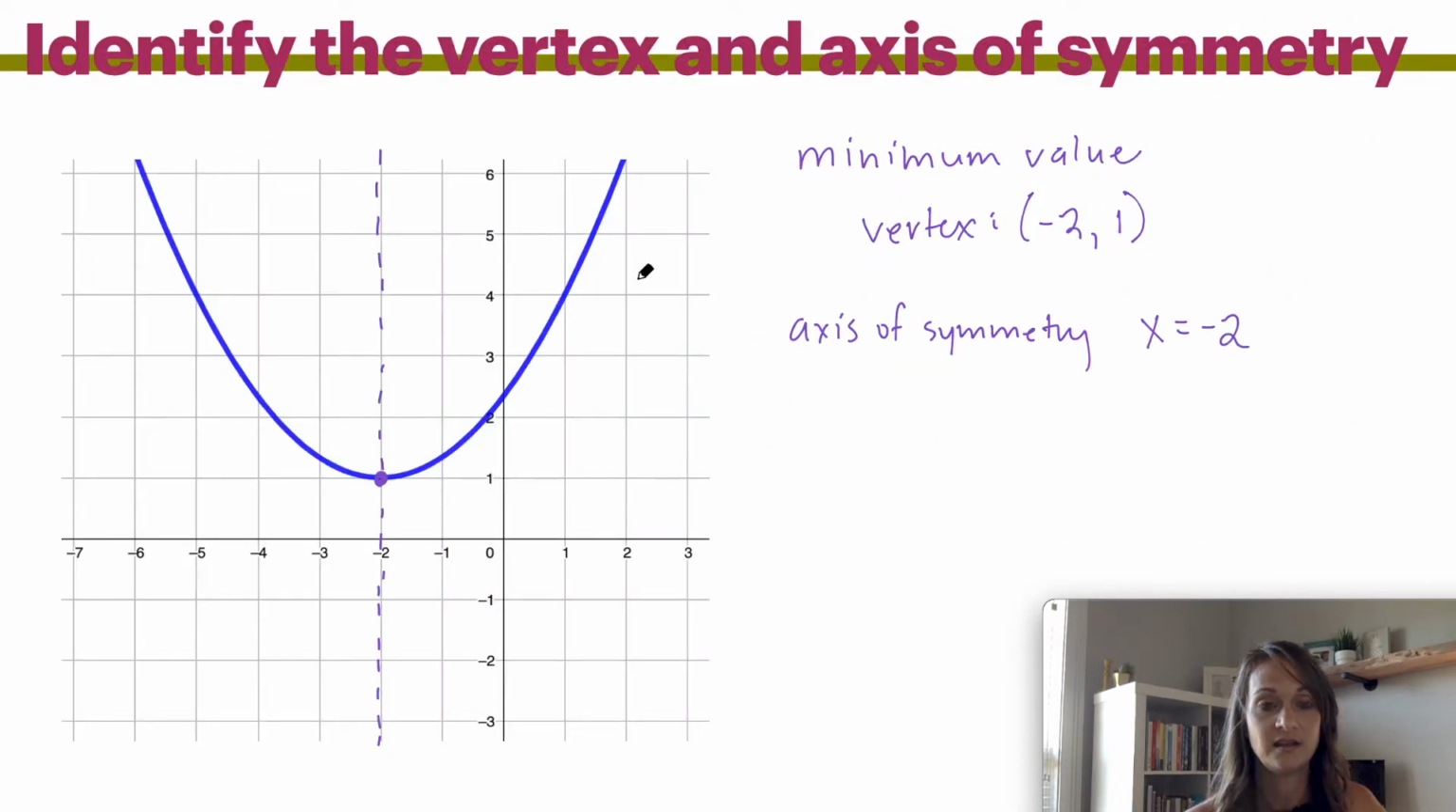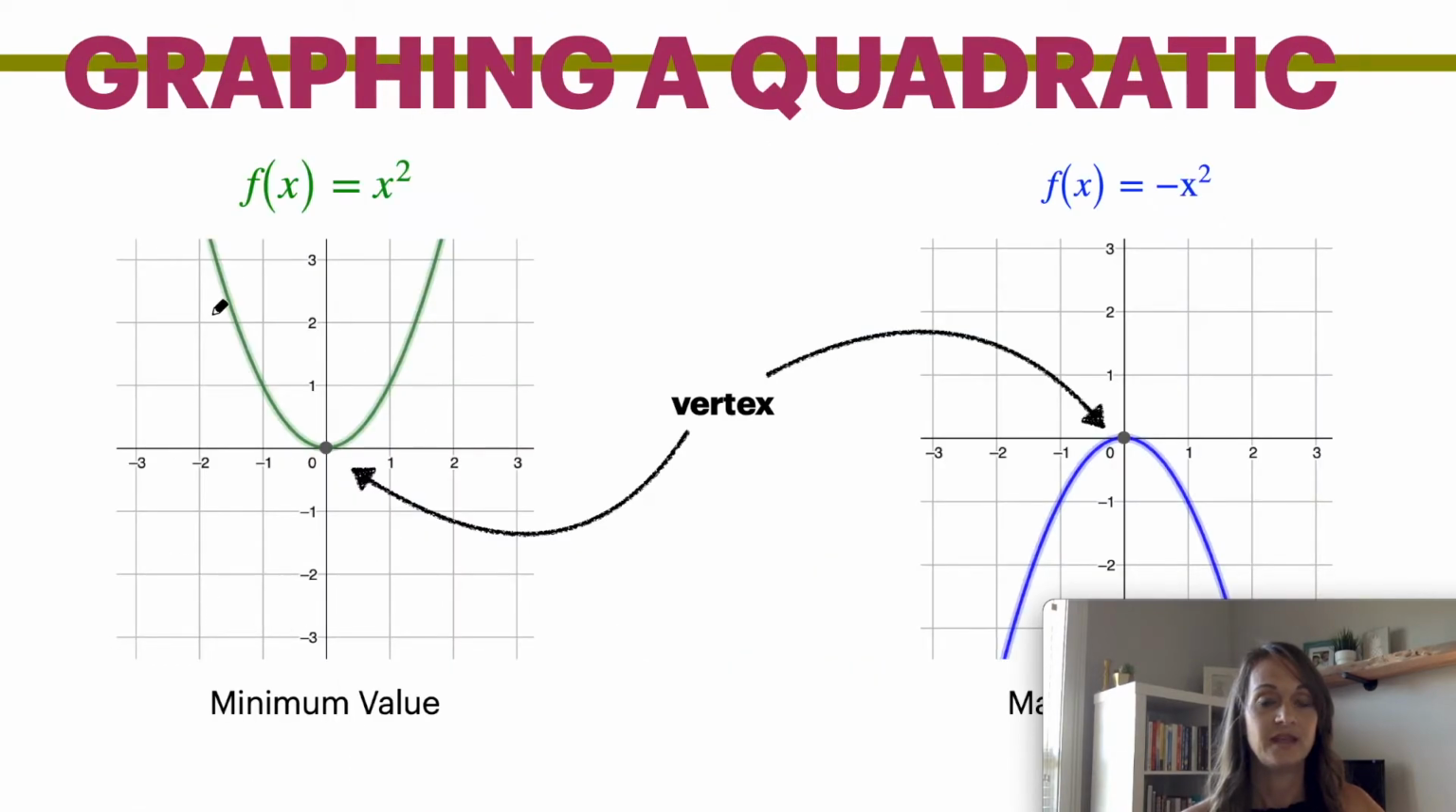Again, if it is a positive in front of the x squared and it moves up, that means this is going to be the lowest point, which becomes the minimum value.